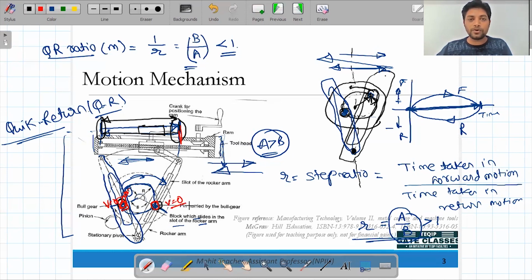Here the velocity will become zero. So it means that during this portion the velocity is increasing, it is maximum, again it is decreasing and becomes zero.